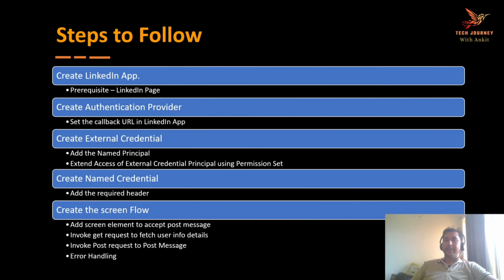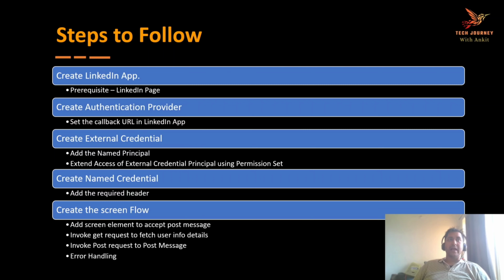So what different steps do we have to follow to implement this integration? First, we have to create a LinkedIn app. The prerequisite for this is that you should have a LinkedIn page created. After that, the rest of the things we have to do on Salesforce. So we have to create the authentication provider, the external credential, and the named credential. And in the end, we will be creating the screen flow to post the message. So let's get started by creating the LinkedIn app.